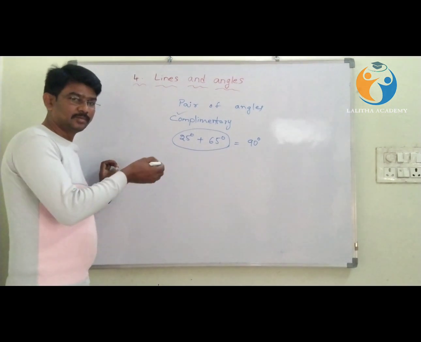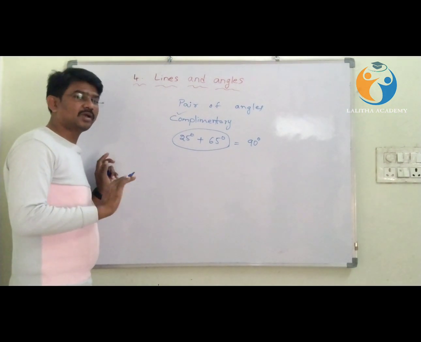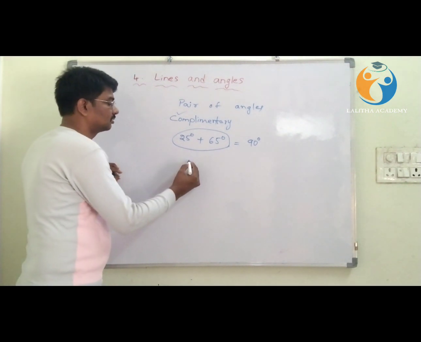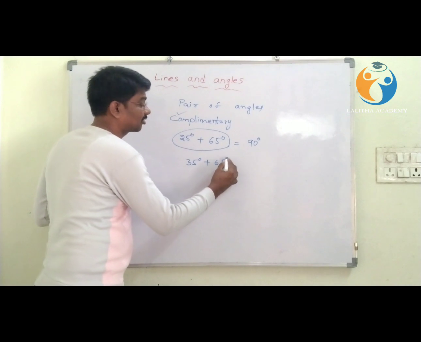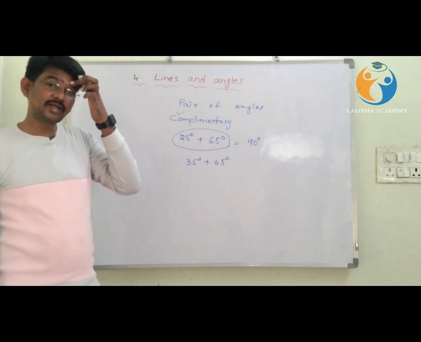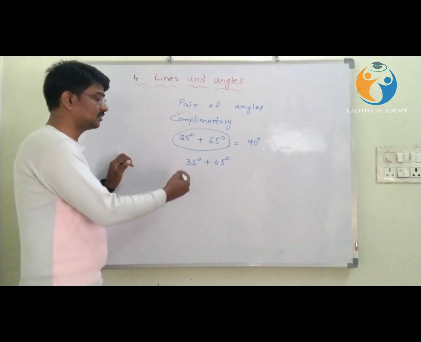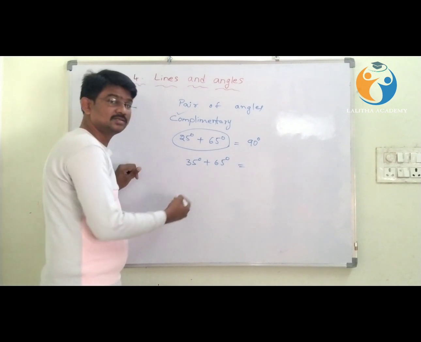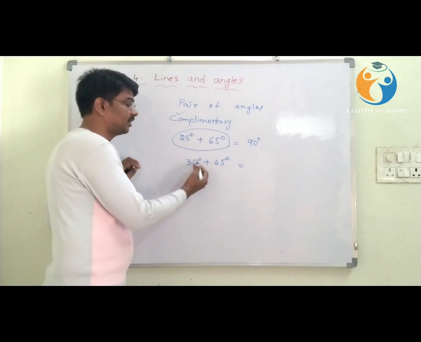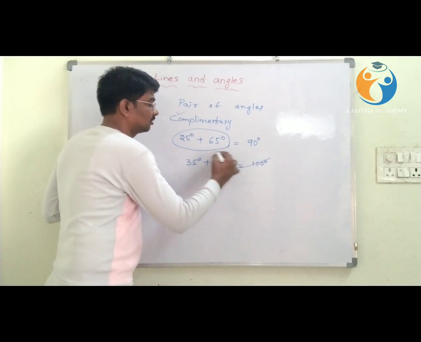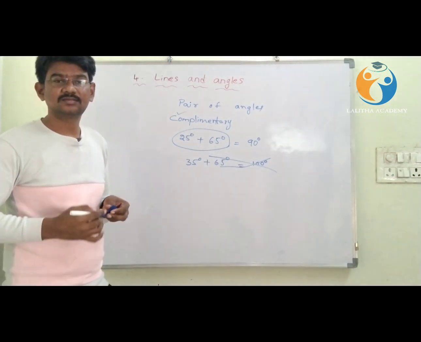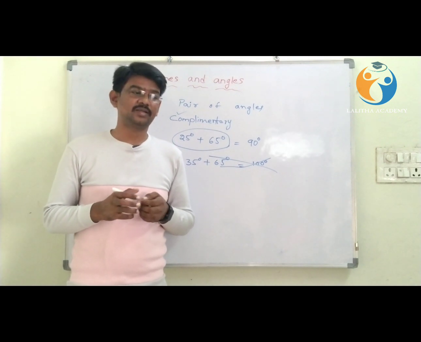Check. I am writing two angles. Are they complementary or not? Tell me. 35 degrees plus 65 degrees. What is the sum of these two angles? 65 degrees plus 35 degrees, 100 degrees. So, these are not complementary angles.